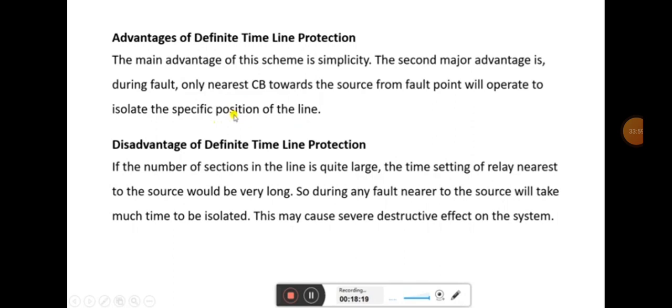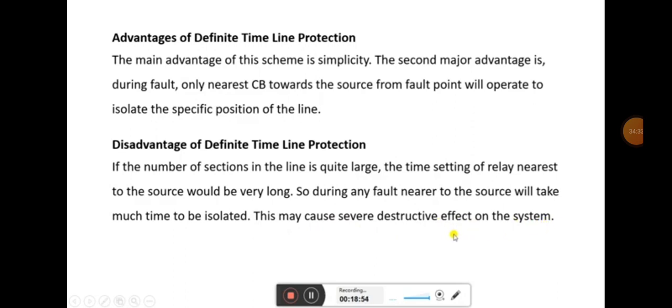This is the advantage. And what is the disadvantage of definite time line protection? If the number of sections in the line is quite large, the time setting of the relay nearest to the source would be very long. So any fault near the source will take much time to be isolated. This may cause a severe destructive effect on the system.